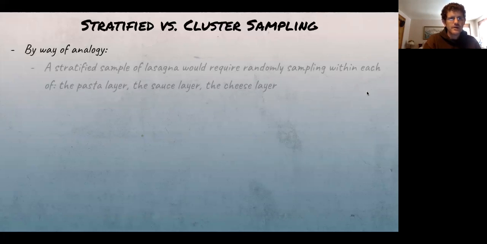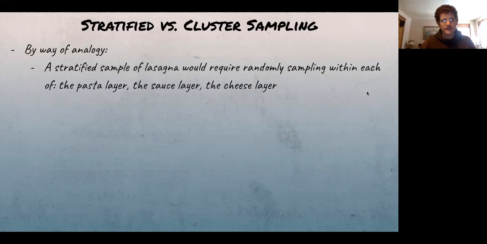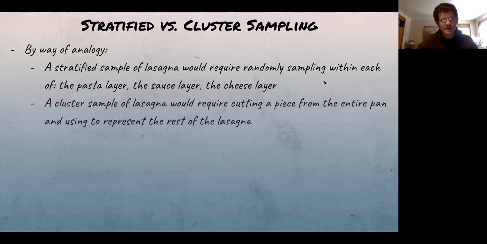All right, so by way of analogy, and there's another analogy in the textbook, if you had lasagna, a stratified sample of a lasagna would be to randomly sample the pasta. You go just to the pasta and you pick different amounts of pasta to sample. And then you go to the sauce and you pick that. And then you go to the cheese and you pick that. And you randomly sample from within those different layers. Whereas a cluster sample would just be cutting a piece from the entire pan and using it to represent the rest of the lasagna. So every time you get a serving of lasagna, you're doing a cluster sample of the entire tray there. You can think about that.